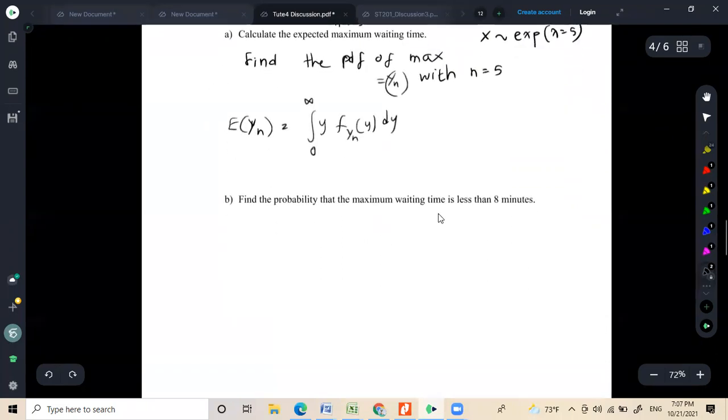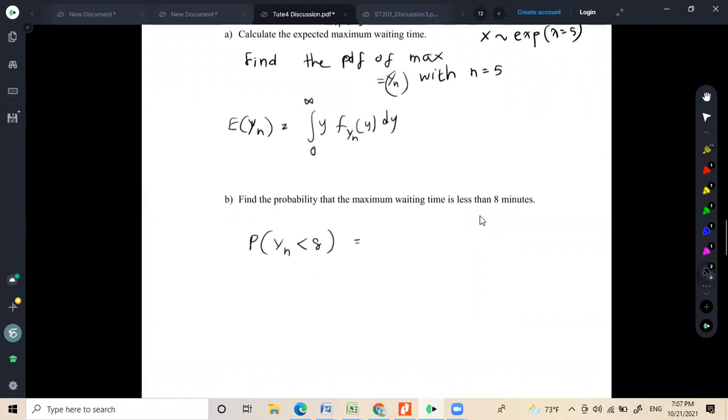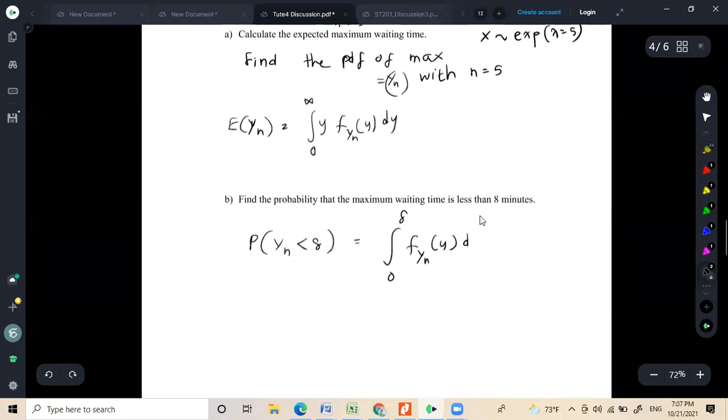Find the probability that the maximum waiting time is less than 8 minutes. So that is the probability yn is less than 8. So you have to integrate from 0 to 8 the PDF of yn. That's it. I'll give you the answers. Check whether you can get this.